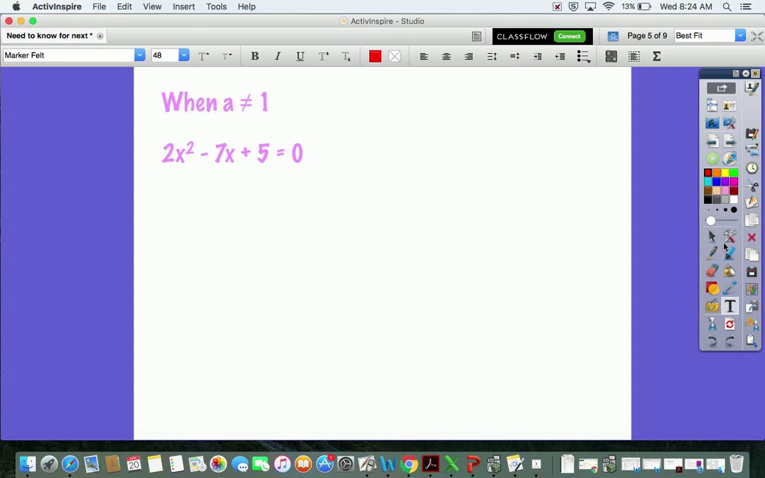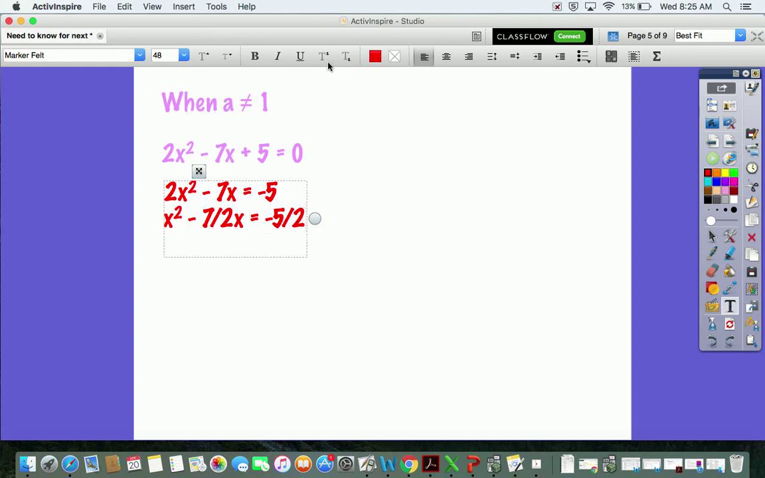When A is not 1, there's one extra step that you have to do before you can actually complete the square. And that step is to divide every single term by whatever that A is. Now if you want to go ahead and subtract over the 5, you can, because again your constant has to be on the other side, but no matter what, A has to be 1 in order for you to complete the square. So this is going to be 7/2 x equals a negative 5/2.